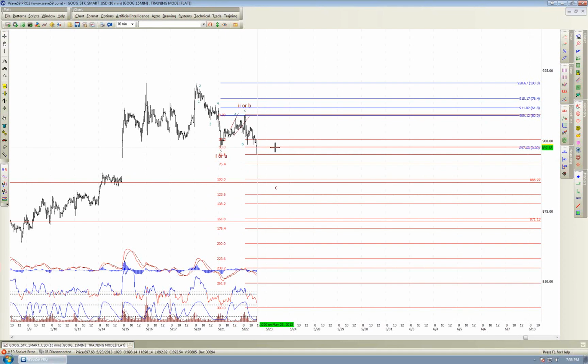So now we're getting a nice breakdown. We break down below this shelf support right here. Still going to keep our stop just above this high and hopefully follow it down. This looks like a smaller degree wave 1 and 2, so you could probably move your stop to break even at this point.